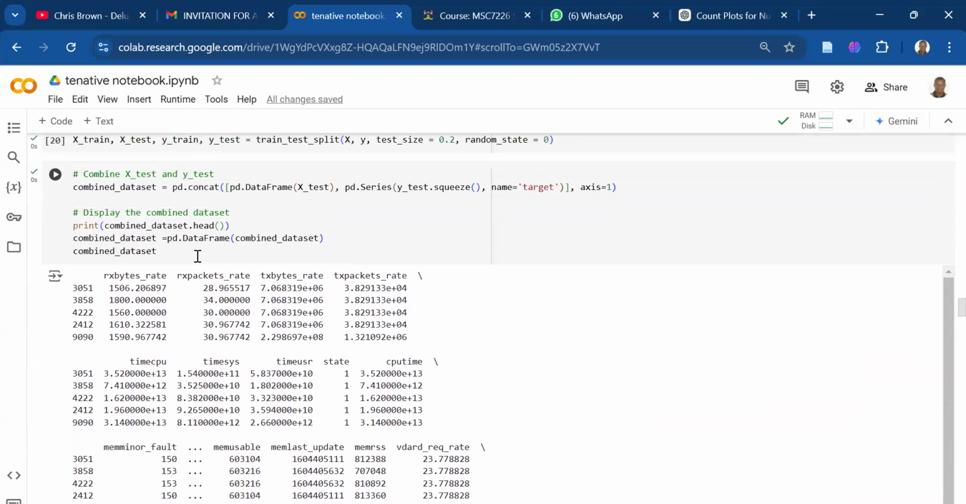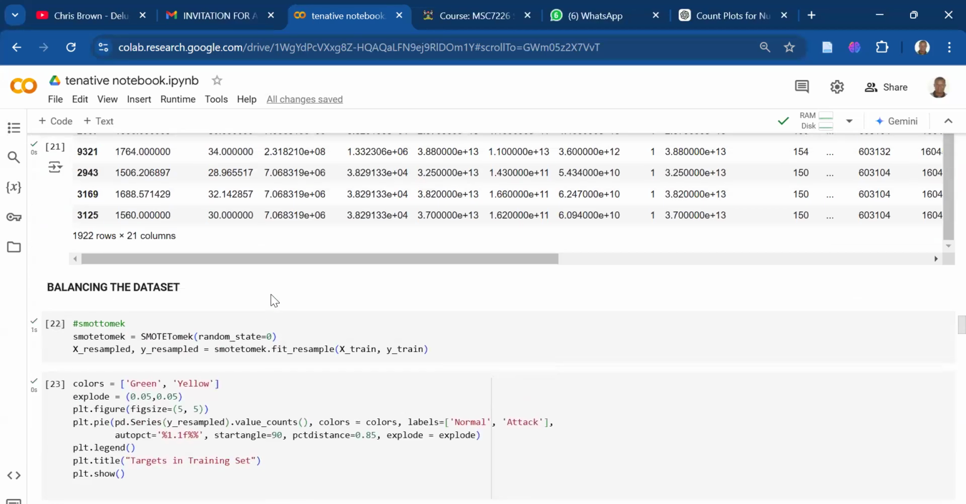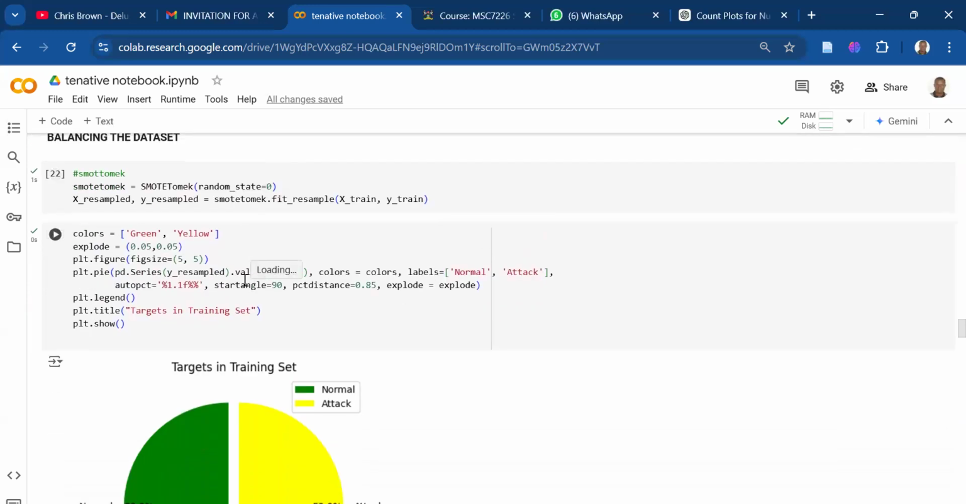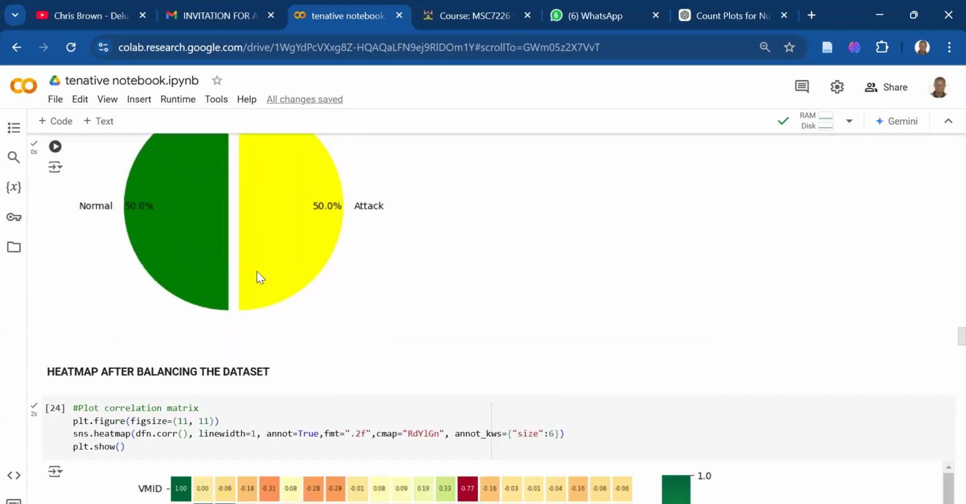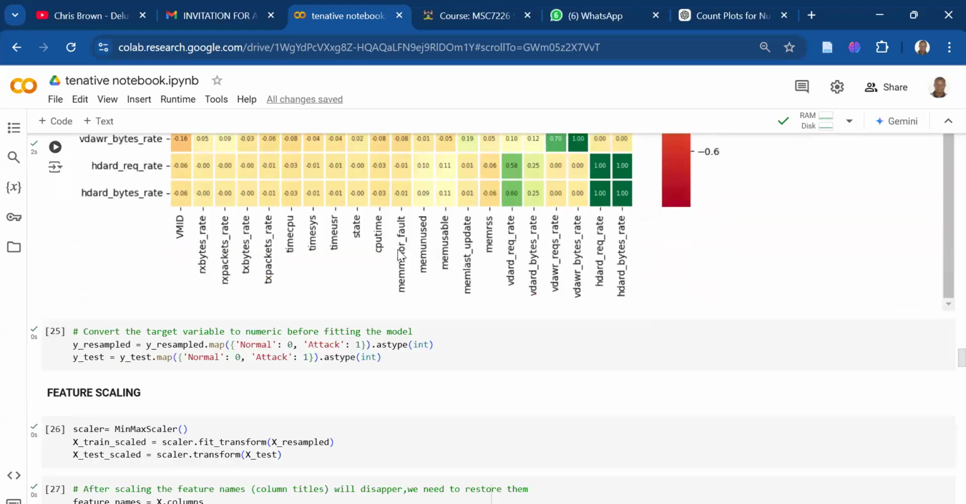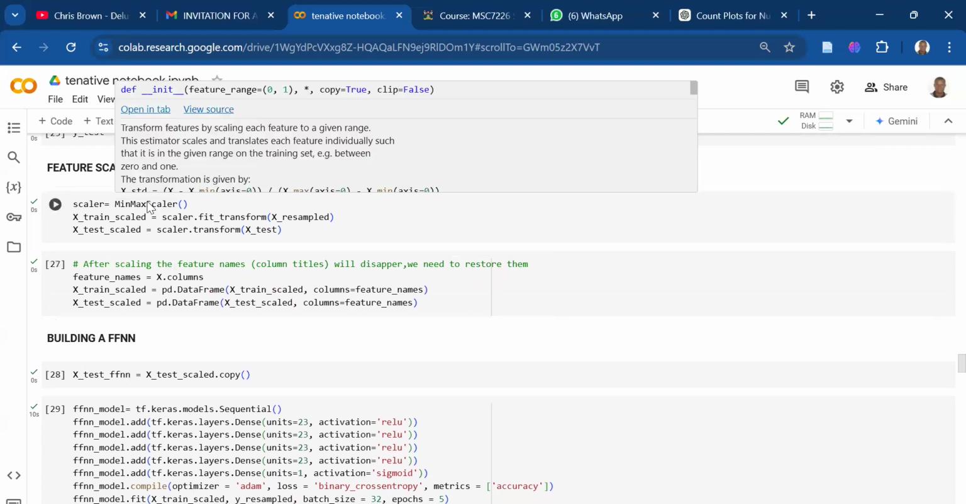Then after splitting, I did the dataset balance. I balanced the training set. So after balancing the training set, I came up with this heat map here. This heat map is almost the same as the other one. There's no difference. Then I scaled the data using the MinMax scaler.